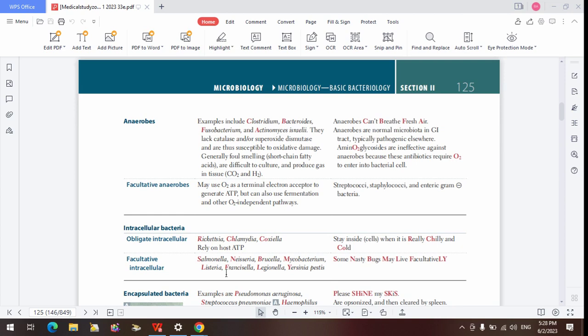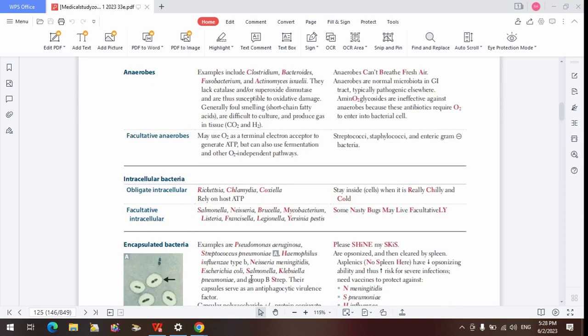So what are the organisms that can behave this way? Strep, staph, and our enteric gram-negative bacteria like E. coli, like Kleb, and the other ones. So don't forget the word facultative. It means I can switch between aerobic and anaerobic.